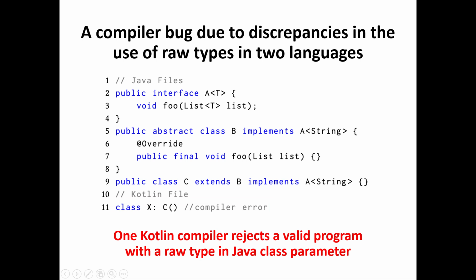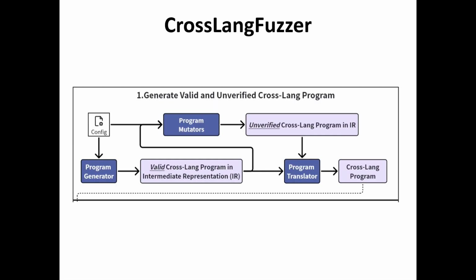Interestingly, if you write X in Java, there's no problem. The issue comes from Kotlin not supporting raw types. It thinks B didn't actually override its foo, so this bug arises from different treatments of raw types in Java and Kotlin. Here's how it works.